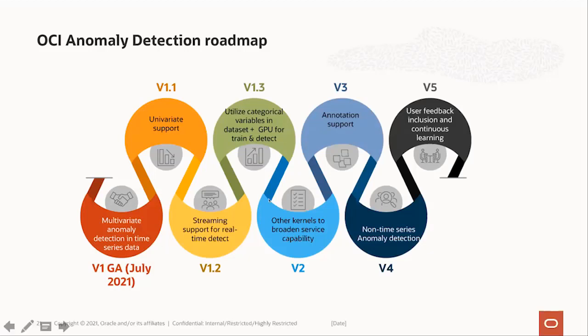We are adding quite a number of capabilities, like univariate support, for example, if you have an uncorrelated signal, a single signal coming from an asset that you want to know anomalies on. We already have streaming support. We were going to do it as a monthly release, but the streaming support is already released. We will add that to the product doc.